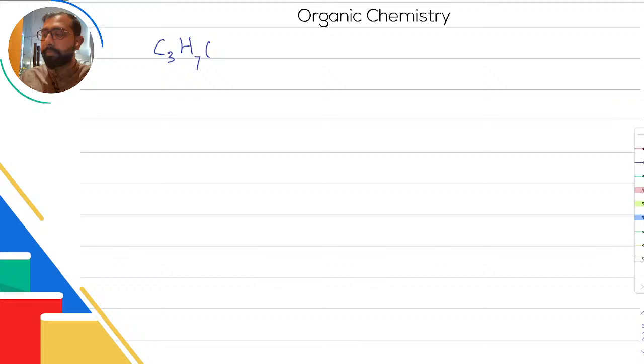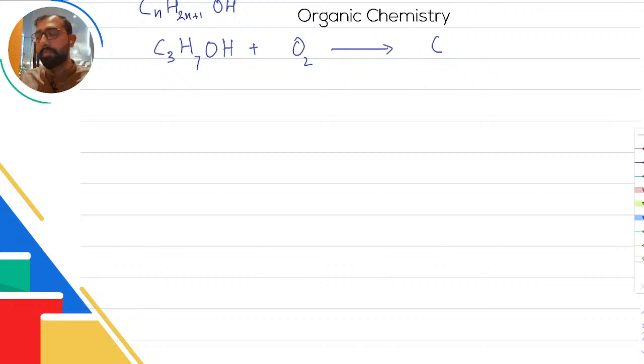How do I know the formula? I know the formula from the general formula. The general formula was CnH2n+1OH. So I just put 3 in there. So C3H(2 times 3, 6, plus 1, 7)OH. So I have propanol, I'm burning it, I'm getting carbon dioxide. Again, I'm burning it in excess oxygen, that's very important. And that's what I get.